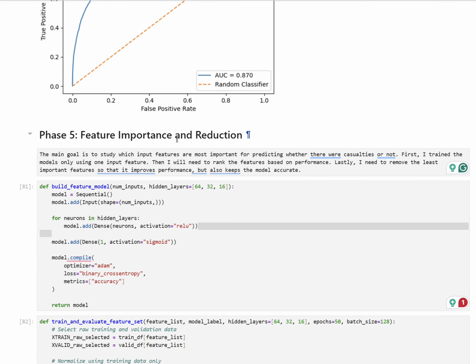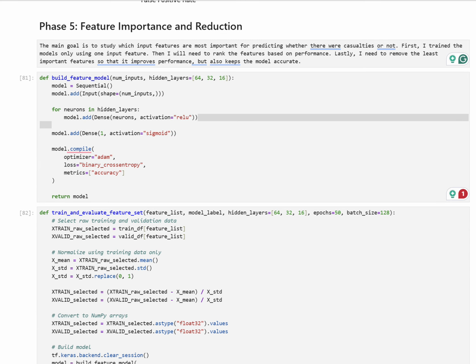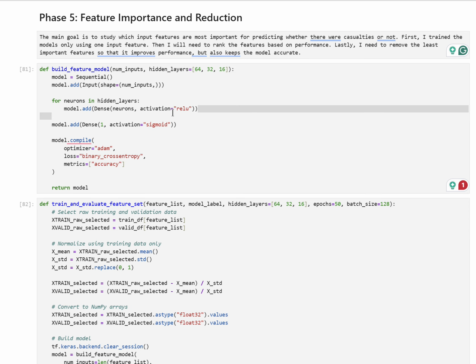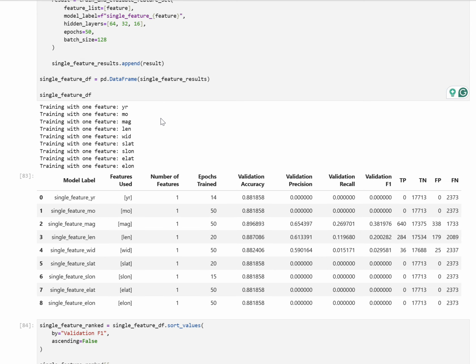So let's go into phase five because I am completely out of time. The main goal of this was to figure out if I was able to train a neural network, getting rid of certain inputs and determining which inputs were the most important. So let's just go on.